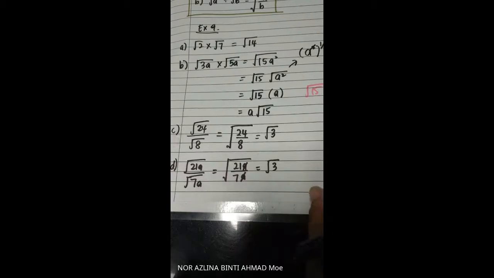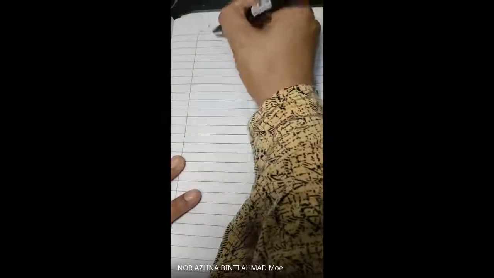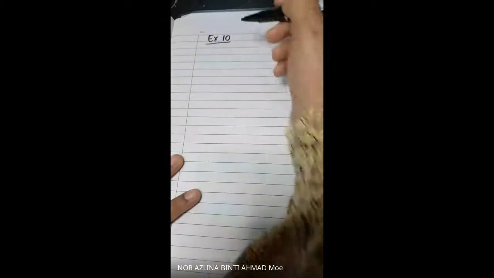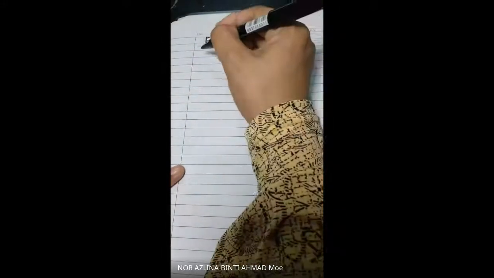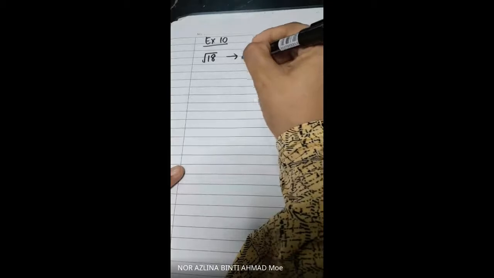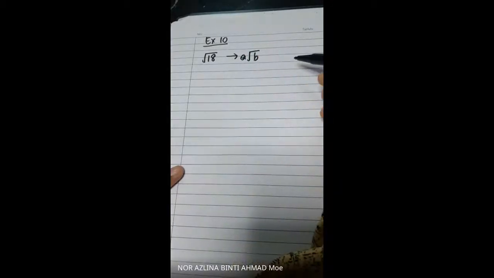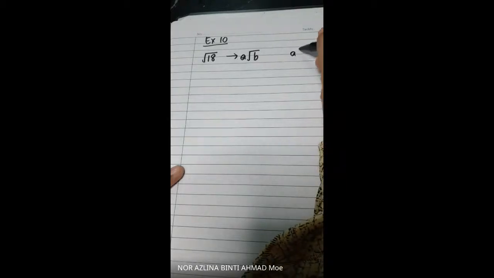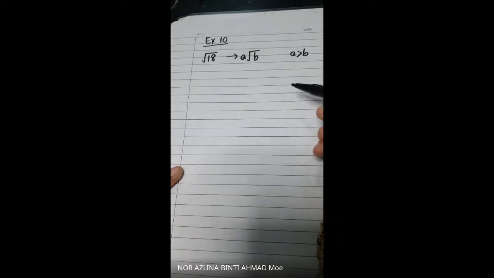Okay, next. Example 10. Write square root 18 in the form of a square root b, where a and b are integers and a is the largest value. A largest value, so a greater than b. So now you need to simplify.